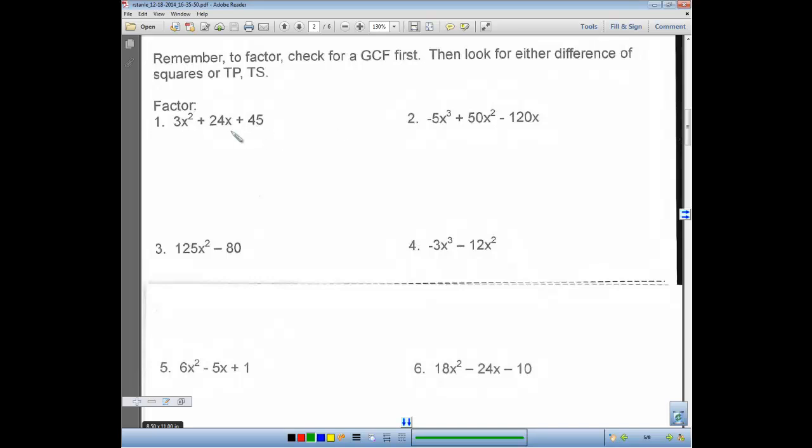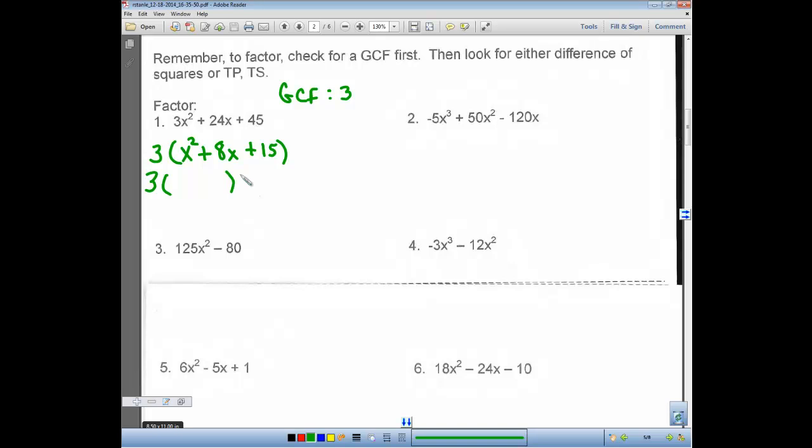In this particular problem, in example 1, each of these terms is divisible by 3, so the GCF is 3. So the greatest common factor of 3, we pull this out, and what's left: 3 goes into 3x squared x squared times, 3 goes into 24, 8x times, and 3 goes into 45, 15 times.